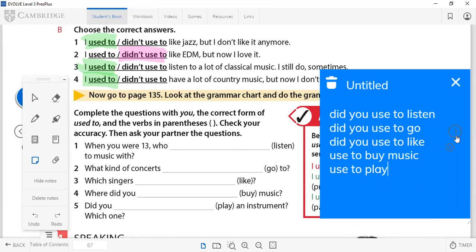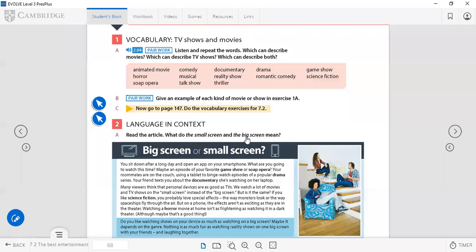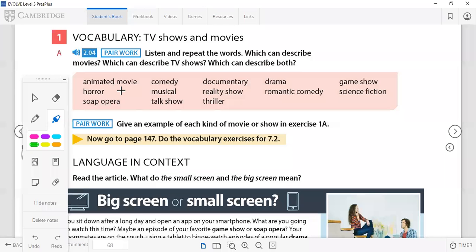In the next page, we have the best entertainment. We have to classify which are movies, which are TV shows, and which describe both. For example, we are going to color now. Movies, animated movies. For example, let's color in green. Movies, animated movie. Another option for movies, students?